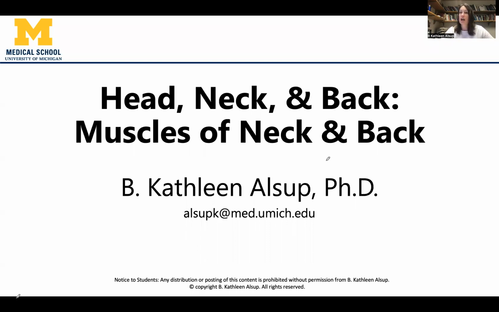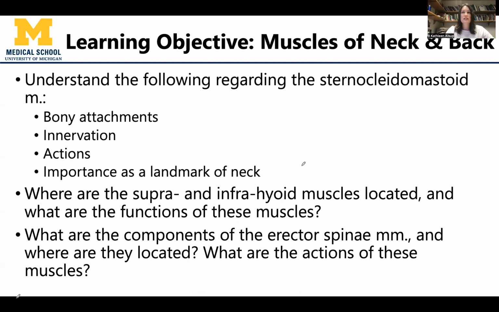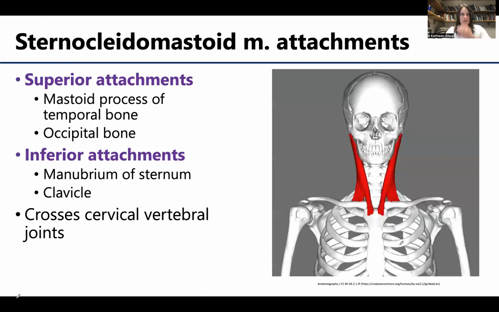We're going to finish up this section of videos by talking about some of the muscles of the neck and the back. And we'll talk about how some of them we'll discuss in later parts of the course. All right. So you can see we're going to start with our good friend, the sternocleidomastoid, and then we're going to talk a little bit about the supra and infrahyoid muscles, and then finish off with some of the deeper back muscles referred to as the erector spinae muscles.